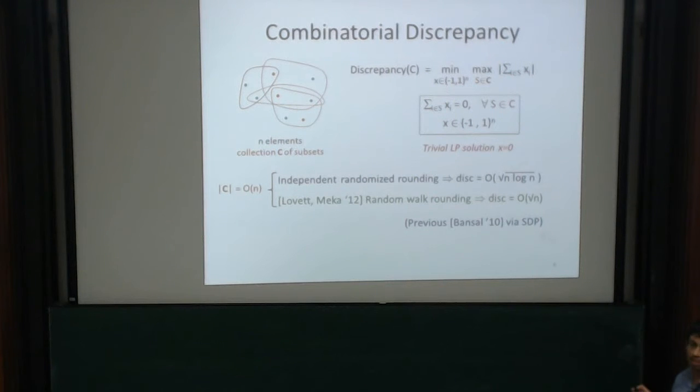And in a breakthrough result, Nikhil showed that you can achieve this discrepancy in polynomial time. And his algorithm was based on certain SDP ideas as well as random walks, and a few years later, Lovett and Meka made it significantly simpler, at least in understanding, which was purely based on random walks. And that's the method we'll extend.